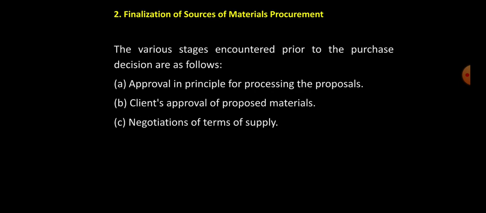The next step is finalization of the source of material procurement. There are various stages which are encountered prior to the purchase decision, and the steps are as follows. The first step is approval in principle for processing the proposals. In this particular stage, the quotation comparison sheet containing various proposals which have a financial implication is studied to check the effect on profitability in case of major deviations from the original estimate and budget funds.